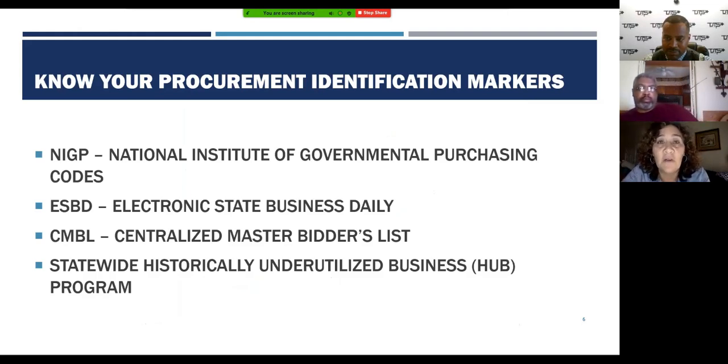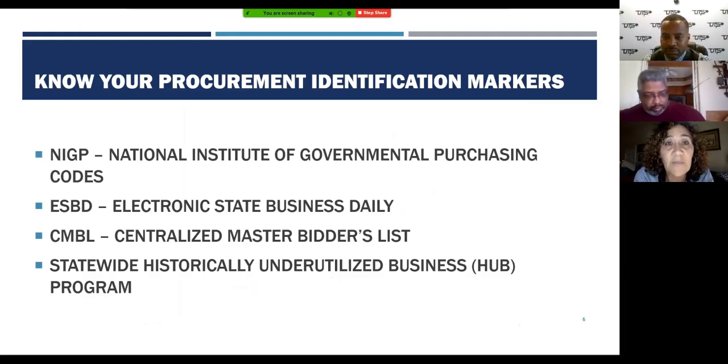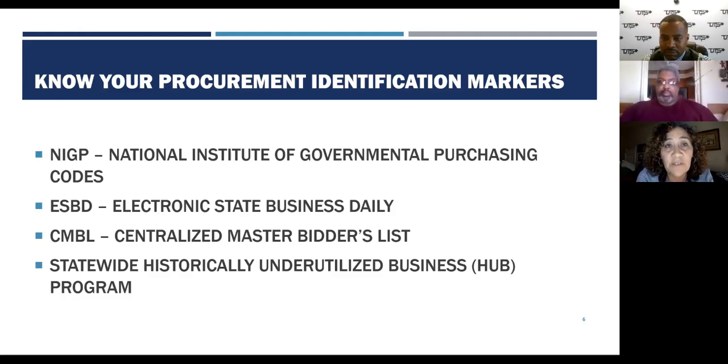The NIGP code, as I said, is the National Institute of Governmental Purchasing. These are the codes that are used in a profile for either the centralized master bidders list profile and or the HUB directory profile. They provide a description of your small business. It lists the goods and or services that you provide. And so it gives the purchasers that use the HUB directory and centralized master bidders list a picture of who your company is and what you do. That's the importance of the NIGP code.